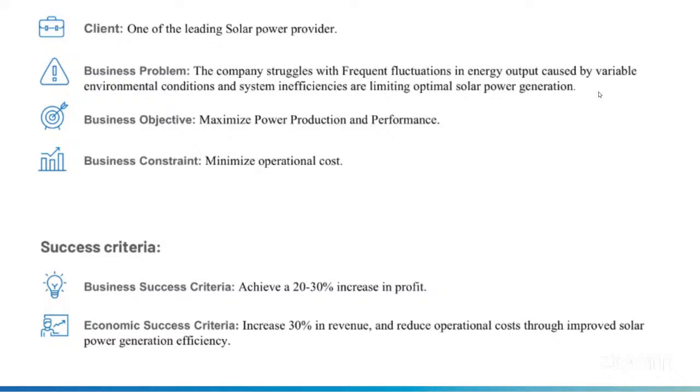Now, talking about success criteria, we have two success criteria here. First is the business success criteria. Here we are talking specifically about this business problem, and we have to achieve a 20 to 30% increase in profit. Then the economic success criteria: a 30% increase in revenue and reduced operational costs through improved solar power generation efficiency. So revenue should be increased.